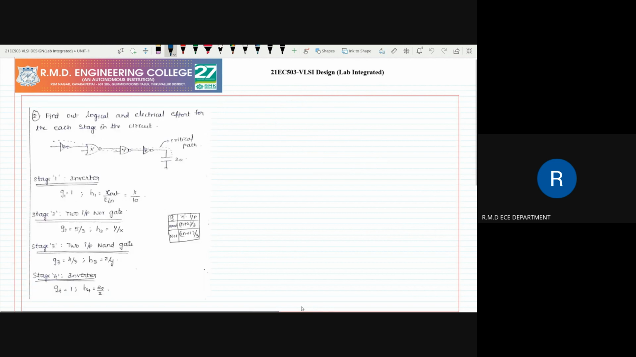The next one, we'll see the first problem. Find the logical and electrical effort for the given circuit. It consists of a NOT gate followed by a NOR gate, then a NAND gate, then again an inverter, and then a capacitor. The capacitance value is 20. Inside the circuit are the labels 10, X, Y and Z. These are the input capacitances of the particular gates.